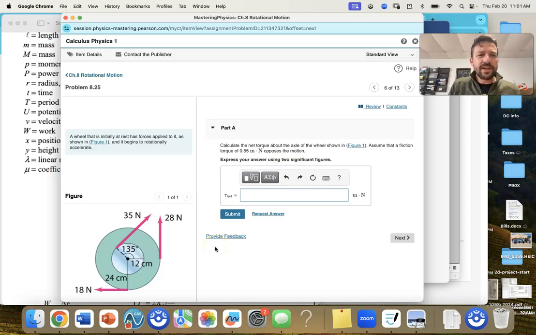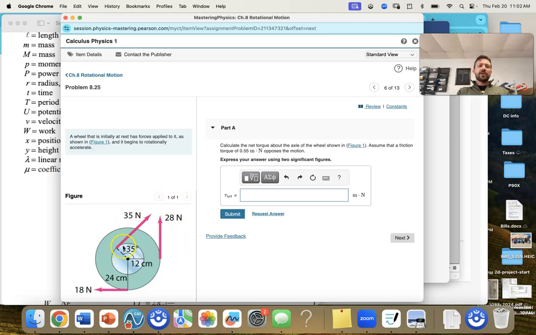A wheel that is initially at rest has forces applied to it, as shown here. It begins to rotationally accelerate. Calculate the net torque on the axle of the wheel shown in Figure 1. Assume that friction torque of 0.55 opposes the motion. Okay, so let's look at this.